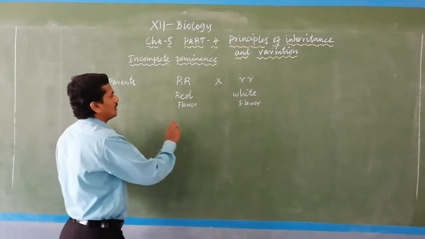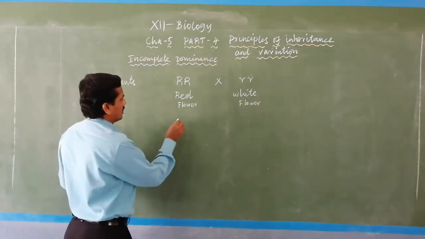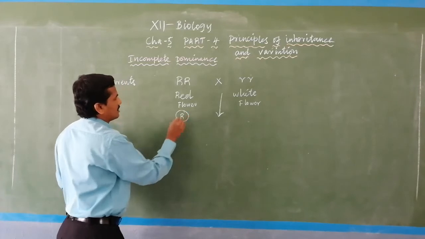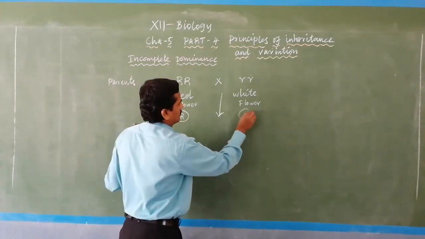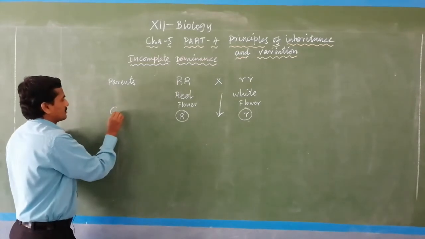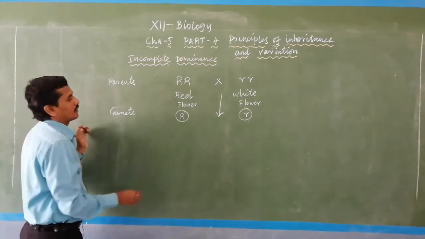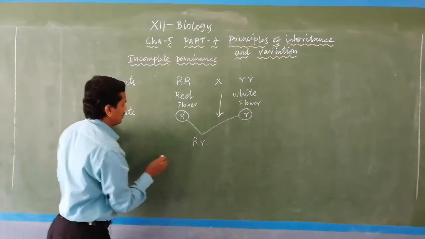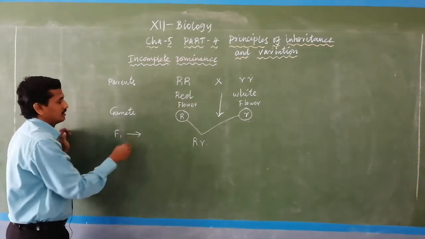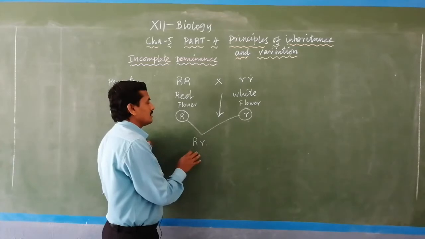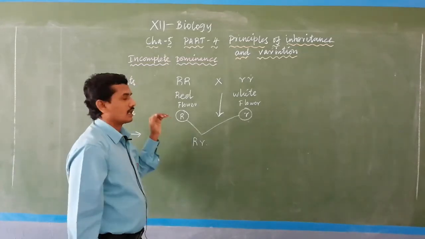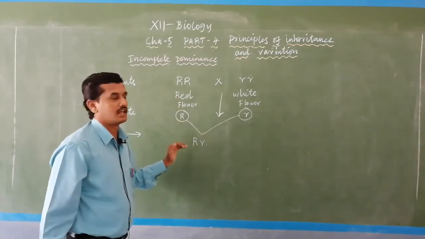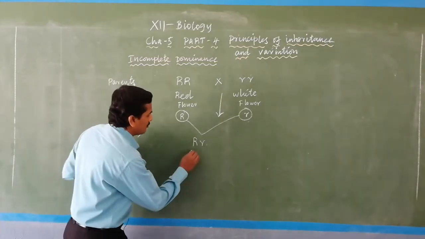Listen. The red flower is crossed with the white dog flower. The red flower produces what type of gamete? Capital R gamete. Here, the white flower produces small r gamete. Then the male gamete fuses with the female gamete and the F1 generation is produced. According to Mendel's law of dominance, the F1 generation should be red only, but in this cross it is not red. It is actually pink.